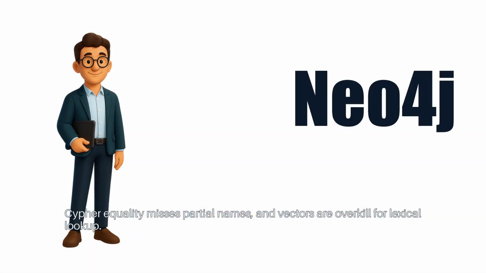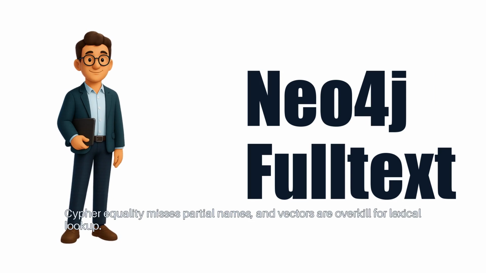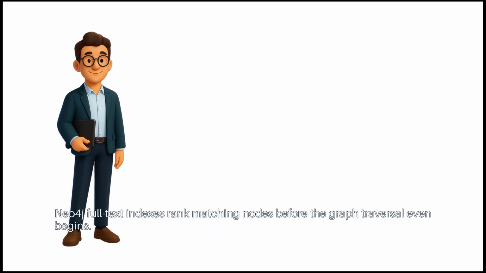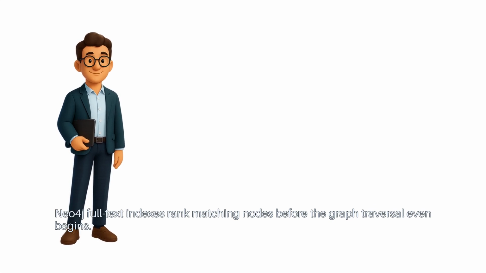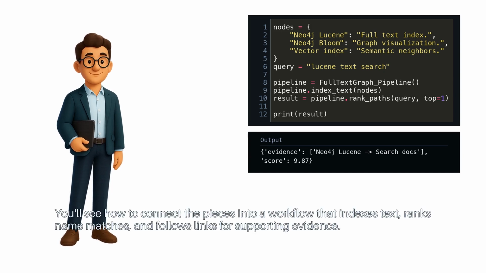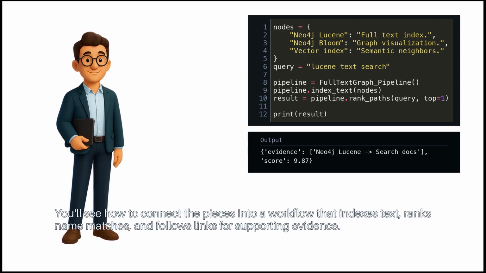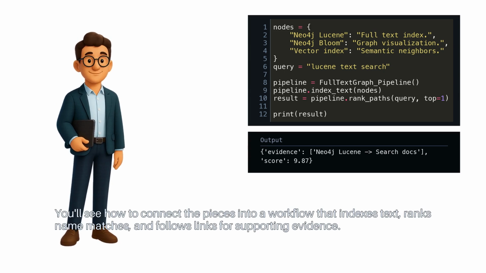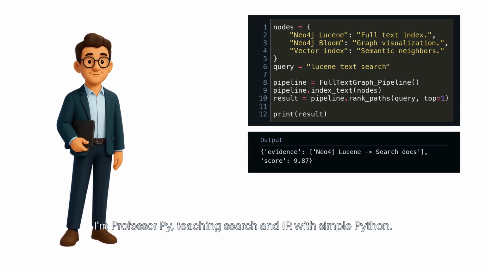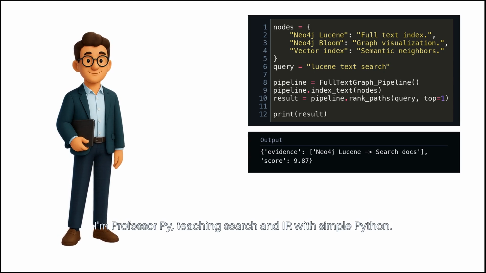Cypher equality misses partial names, and vectors are overkill for lexical lookup. Neo4j full-text indexes rank matching nodes before the graph traversal even begins. You'll see how to connect the pieces into a workflow that indexes text, ranks name matches, and follows links for supporting evidence. I'm Professor Pine, teaching search and IR with simple Python.